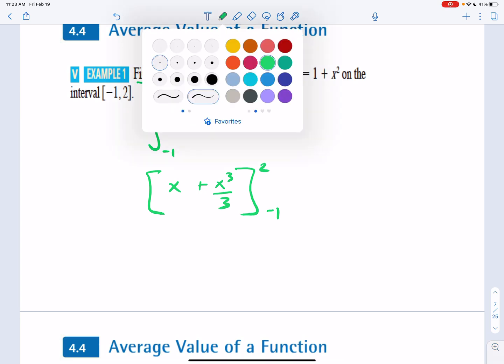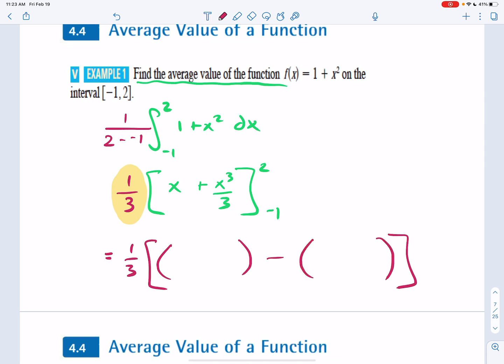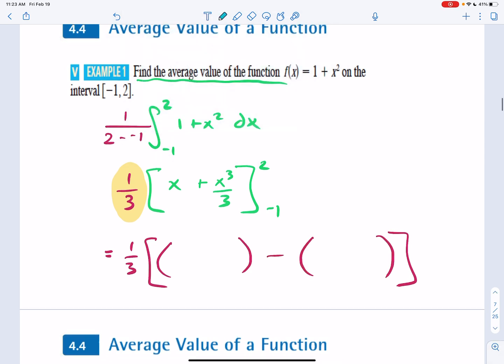So remember, to make it an average, you have to, let me use a different color here, you have to divide it by the distance between the two values. So 1 over 2 minus -1, which is really 1 over 3. Okay, that 1/3 is what makes it the average, okay? So here, what you're going to get is 1/3 upper minus the lower. So in this case, it's 2 plus 2 cubed over 3 minus -1 plus -1 to the 3rd over 3.